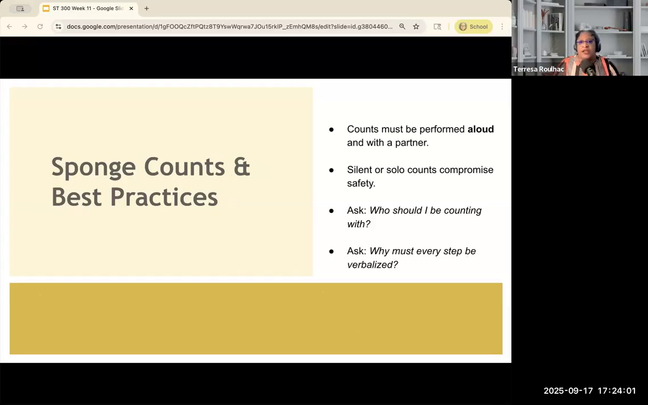Keep in mind that counts are never going to be just you by yourself. They're going to require two people verifying together to make sure there's some type of accountability. Silence equals risk. If you don't say it out loud, your partner cannot confirm it and the team cannot document it. So you always ask yourself, who is my partner in this count? Is it your circulator? Is it your other scrub and your circulator? Is it two circulators and you?